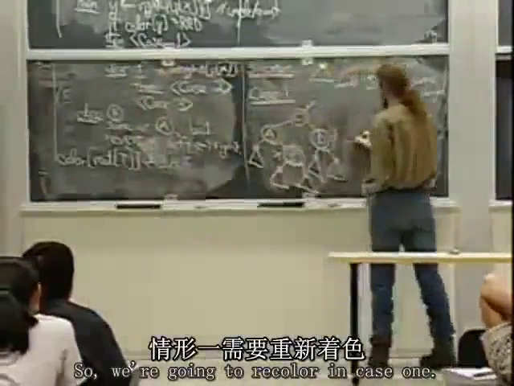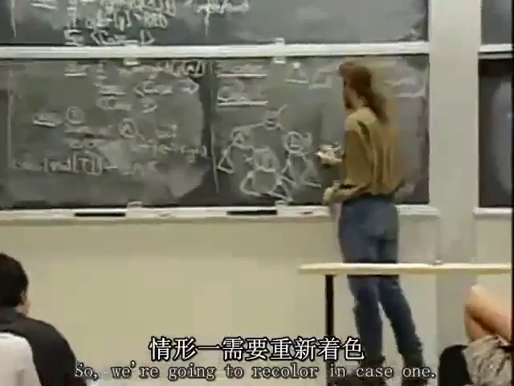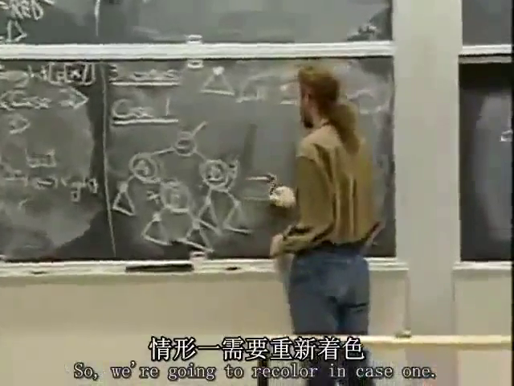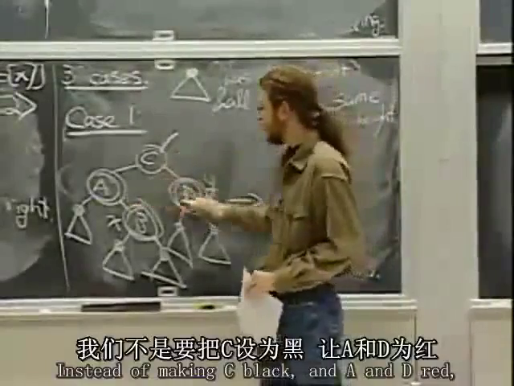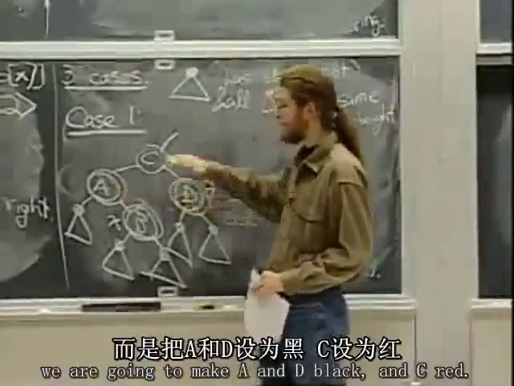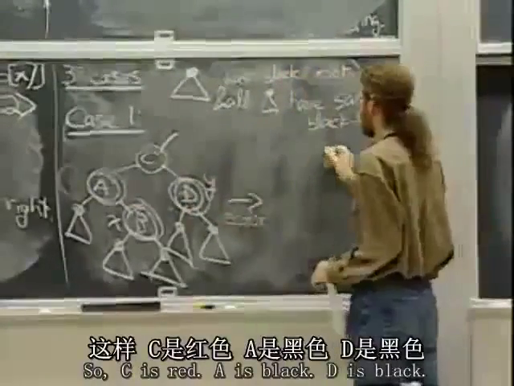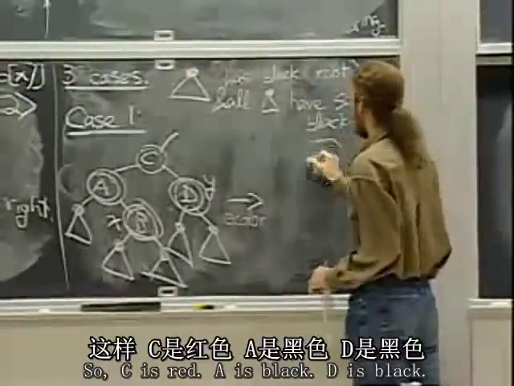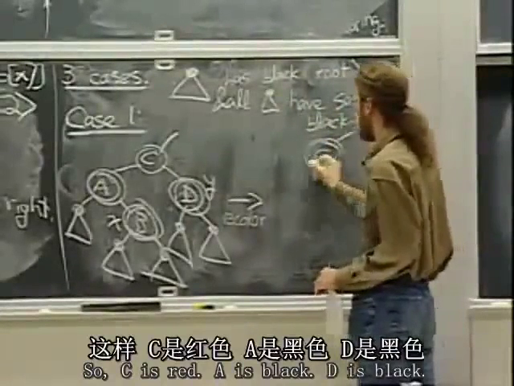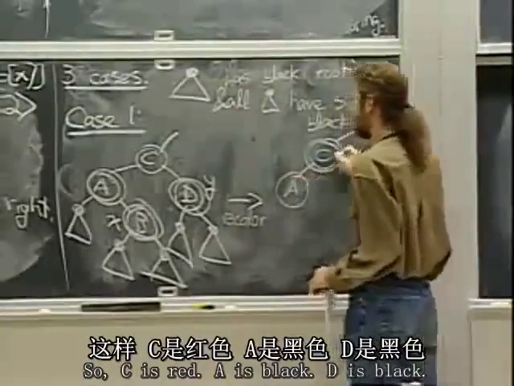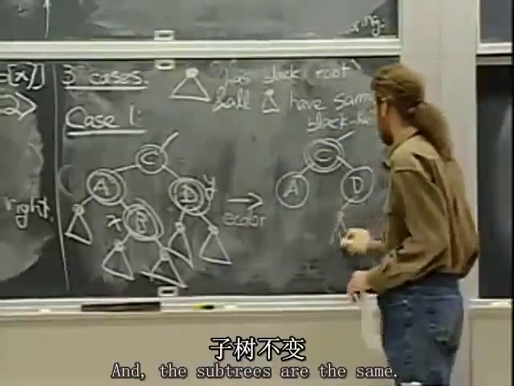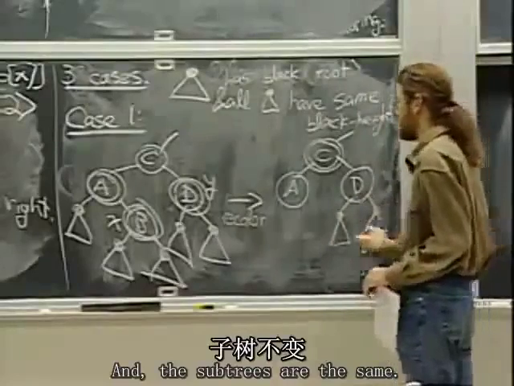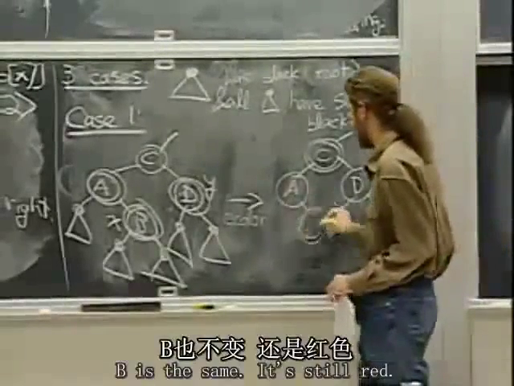So we're going to recolor in case 1. And we're going to take C, instead of making C black and A and D red, we're going to make A and D black and C red. So C is red, A is black, D is black, and the subtrees are the same. B is the same, still red.